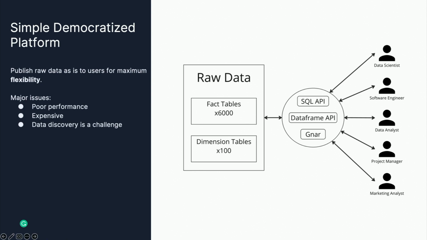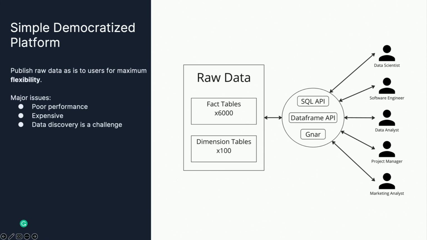But it turns out that this is not so much democracy, it's more like anarchy. People literally do whatever they want. We have very poor performance in queries. We have a lot of duplicate pipelines. It's ridiculously expensive. And data discovery is very challenging when you're searching for things among 6,000 tables.